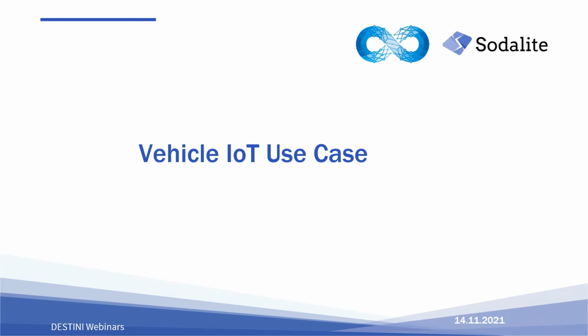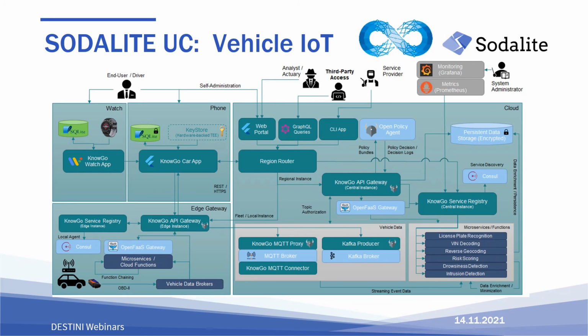Next use case is the vehicle IoT use case. This use case provides a set of value-added services to the drivers. These services include license plate detection, reverse geocoding, risk scoring, intrusion detection, drowsiness detection, and so on. Some of these services are deployed on edge nodes, edge gateways. Others are deployed on cloud.